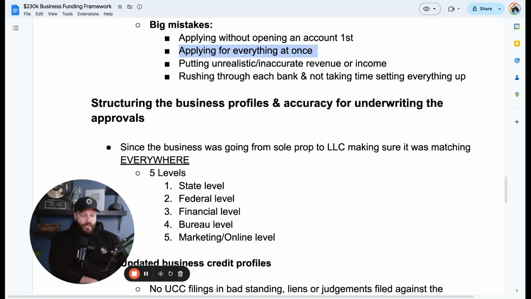The other side of this is they apply for a business line of credit, business credit card, and like 2 checking accounts on the same day. Too much, too fast, right? Too much, too fast. You want to space it out.